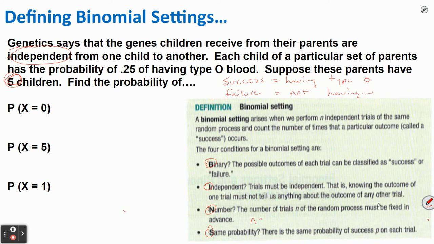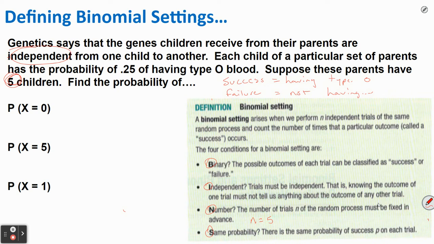Our N equals 5, right? When our N equals 5, we're not framing the question as let's keep having a child and then stop after we have one with type O blood. We're saying no, we're having 5 children. What's the probability or the number of type O blood children we can expect?